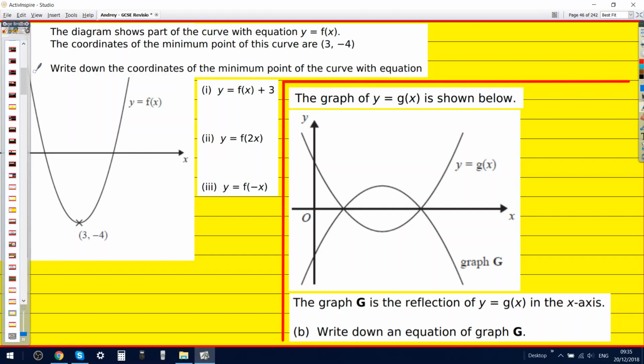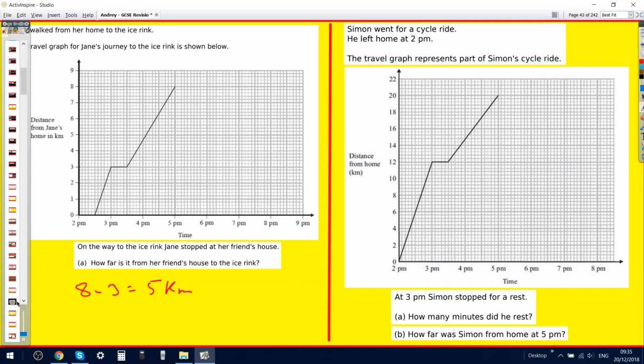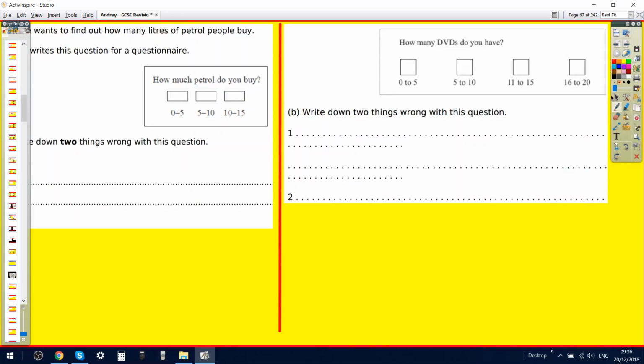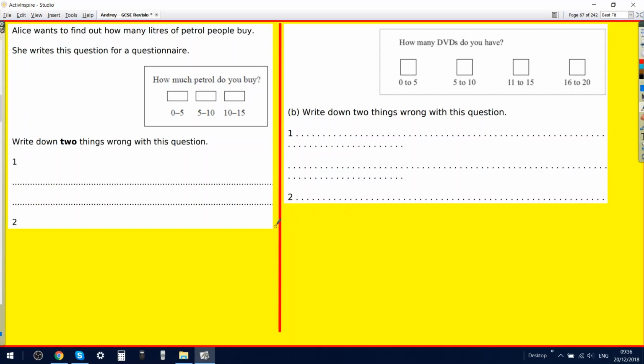Okay, how about these? One thing wrong with your question: it looks like you can buy more than 15 litres of petrol. And second? If there's not a measurement on the question, like litres or something, I think. That's a good point. There's no unit. Yeah.